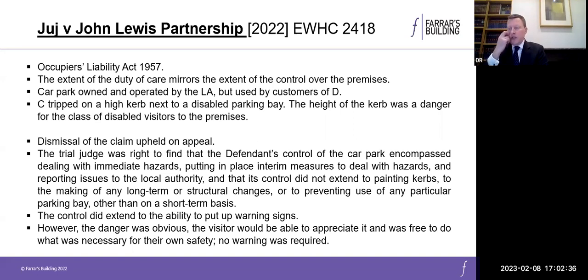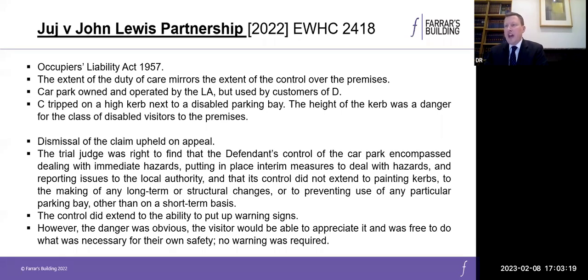Secondly, the case is also useful for a defendant because the occupier's control, although it extended to the ability to put up warning signs, which John Lewis hadn't done, although that was something that their duty encompassed, however, the danger that a warning sign would have warned about was obvious. It was obvious in daylight. The visitor would be able to appreciate it, and the visitor would be free to do what was necessary for their own safety, to just step over a curb that was slightly high. So no warning was actually required, although control existed and a duty to warn of some risks existed within the control of John Lewis. So therefore there was no breach.